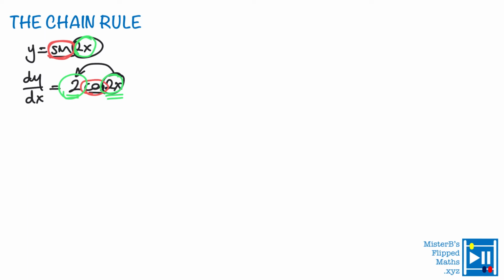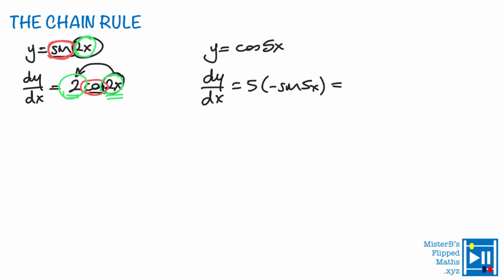Another example, we have y equals cosine 5x, and its derivative will be 5 times minus sine 5x. Of course, this doesn't look nice, so we have to write this as minus 5 sine 5x. So the derivative of cosine is minus sine, that's what I did, and I copied the function here. That doesn't change. But then the function's derivative is 5, and I write it there. So it becomes minus 5 sine 5x.